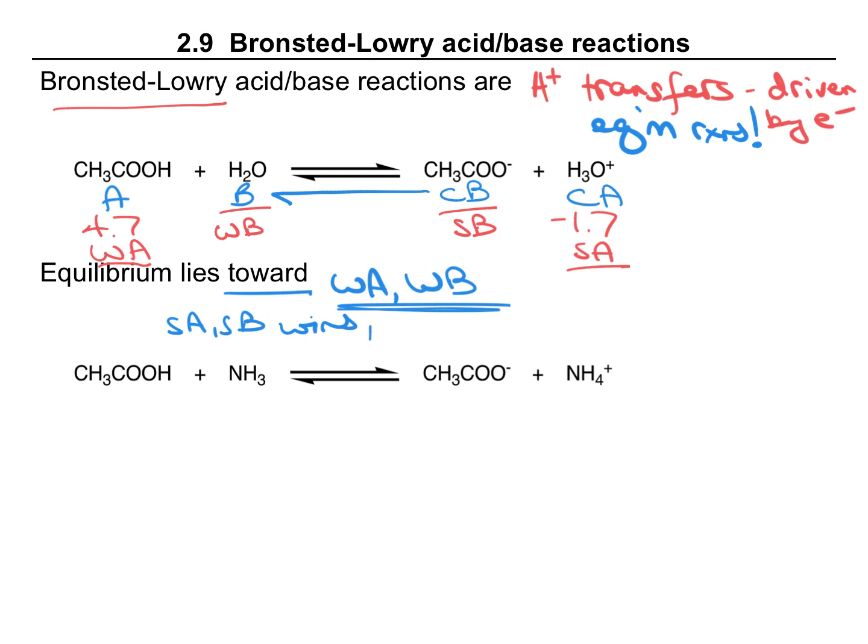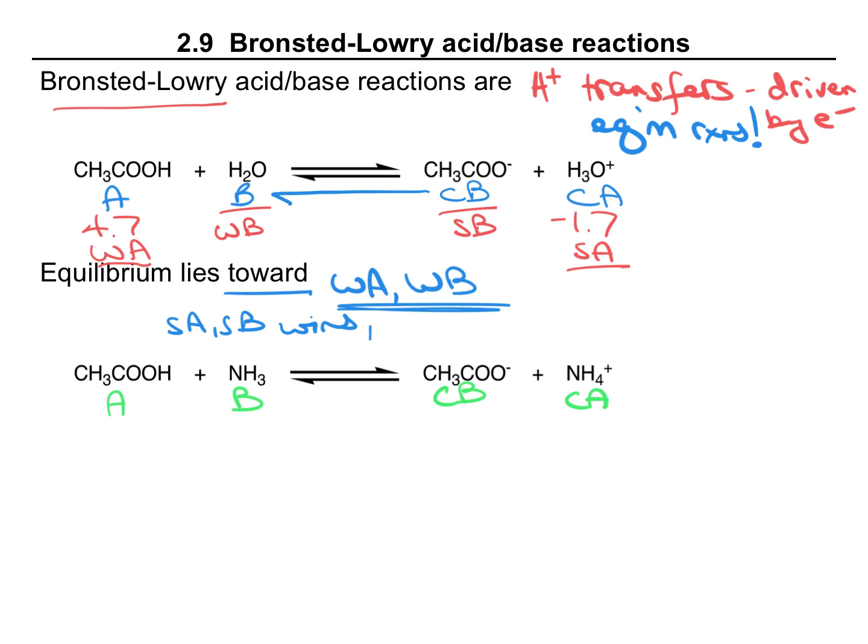Now, let's look at another example. We're using the same acid, acetic acid, only now we're using ammonia as our base. So this is our acid, this is our base. When ammonia grabs off a proton, it forms the conjugate acid ammonium ion. After acetic acid has given up its proton, what we have left is our conjugate base, acetate.